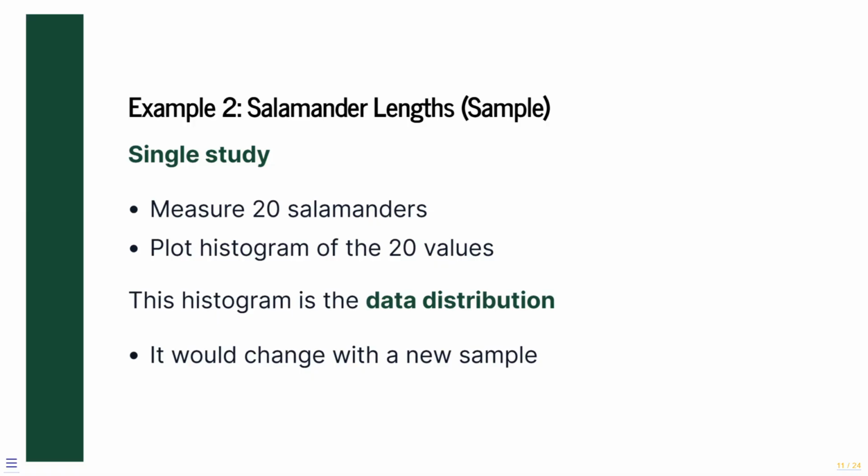Now, suppose the ecologist goes into the field and randomly captures and measures 20 salamanders. She plots a histogram of those 20 measurements. That histogram is the data distribution. If she repeated the field work tomorrow, she would likely obtain a slightly different histogram because the sample would be different.